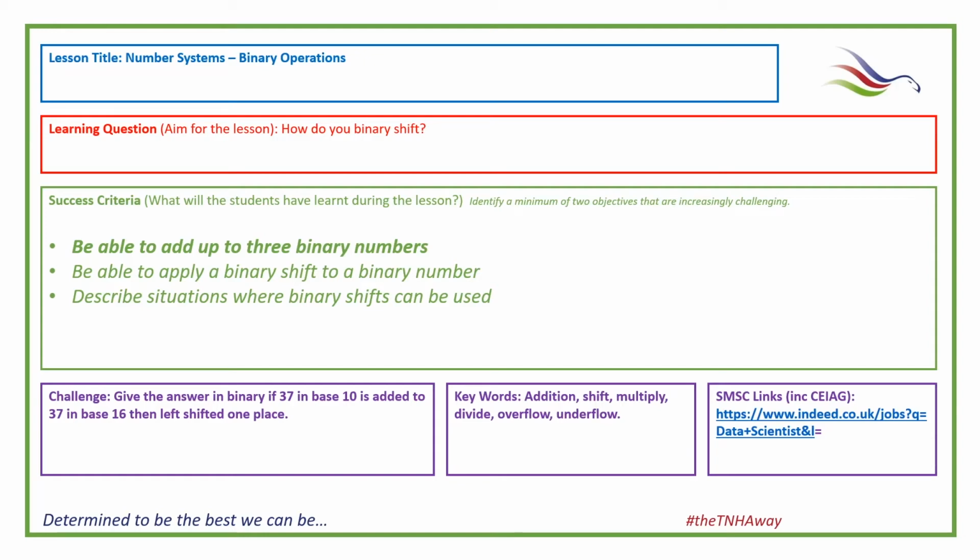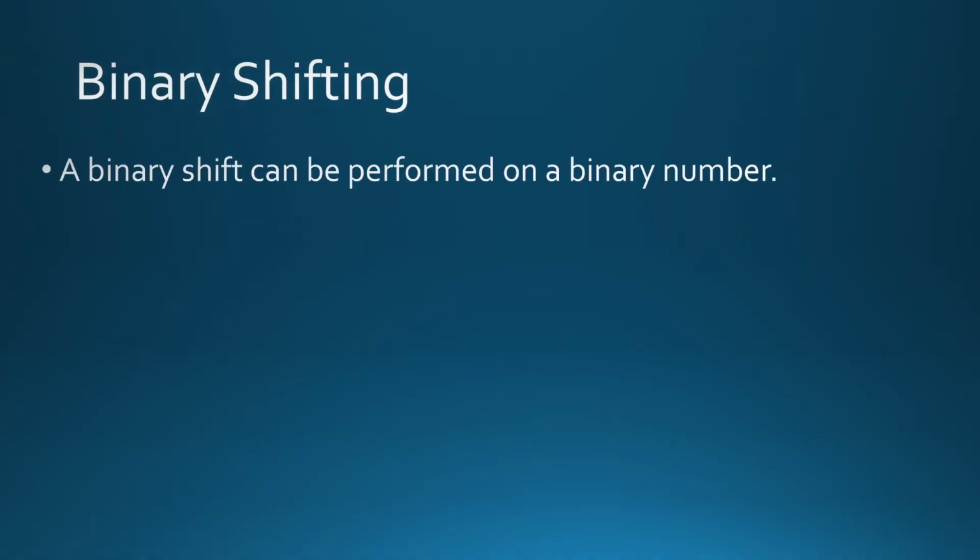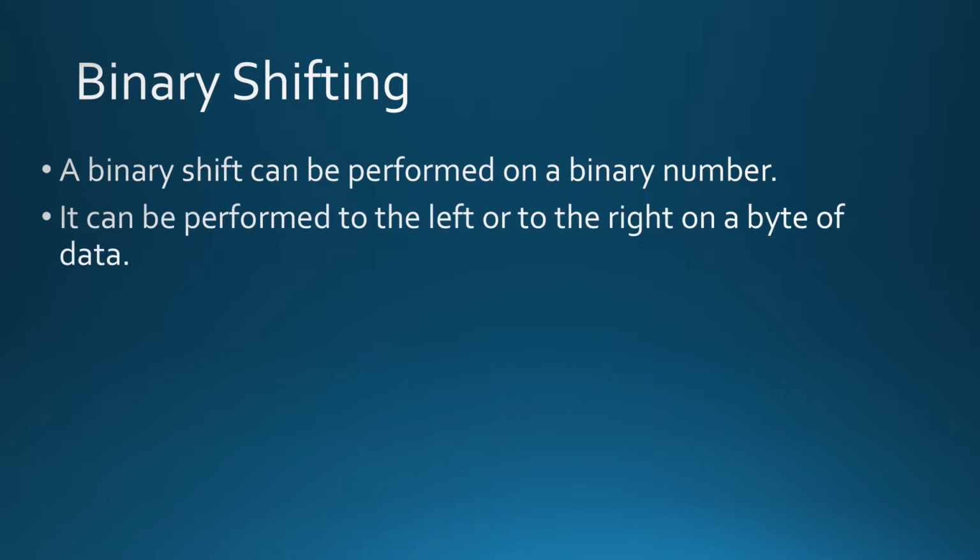And this is it. This is the final episode in our number system series, all about shifting binary numbers to the left and to the right and what that does to those numbers. So a shift can be performed on a binary number to the left or to the right, and normally on a byte of data. Remember what a byte is? That's 8 bits, 8 digits.